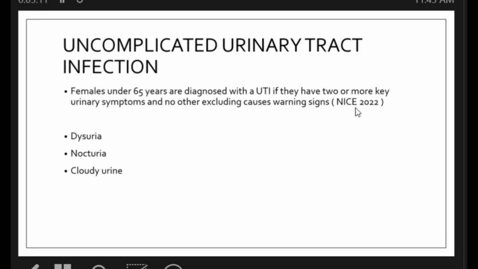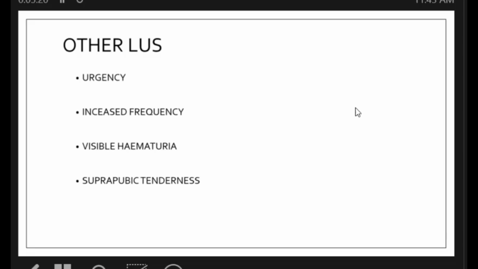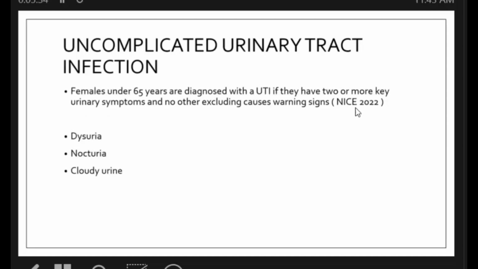So a patient with uncomplicated urinary tract infection, mainly cystitis or urethritis, presents with dysuria, nocturia, cloudy urine, and some patients can have urgency, increased frequency, visible hematuria, or suprapubic pain or tenderness. If two of these things are there, there is no need to do any urine dipstick or urine culture. We can treat the patient for uncomplicated urinary tract infection. And if only one is there, probably we need the dipstick. In the urine dipstick, if there is a significant finding, again without urine culture, we can start the treatment for uncomplicated urinary tract infection.